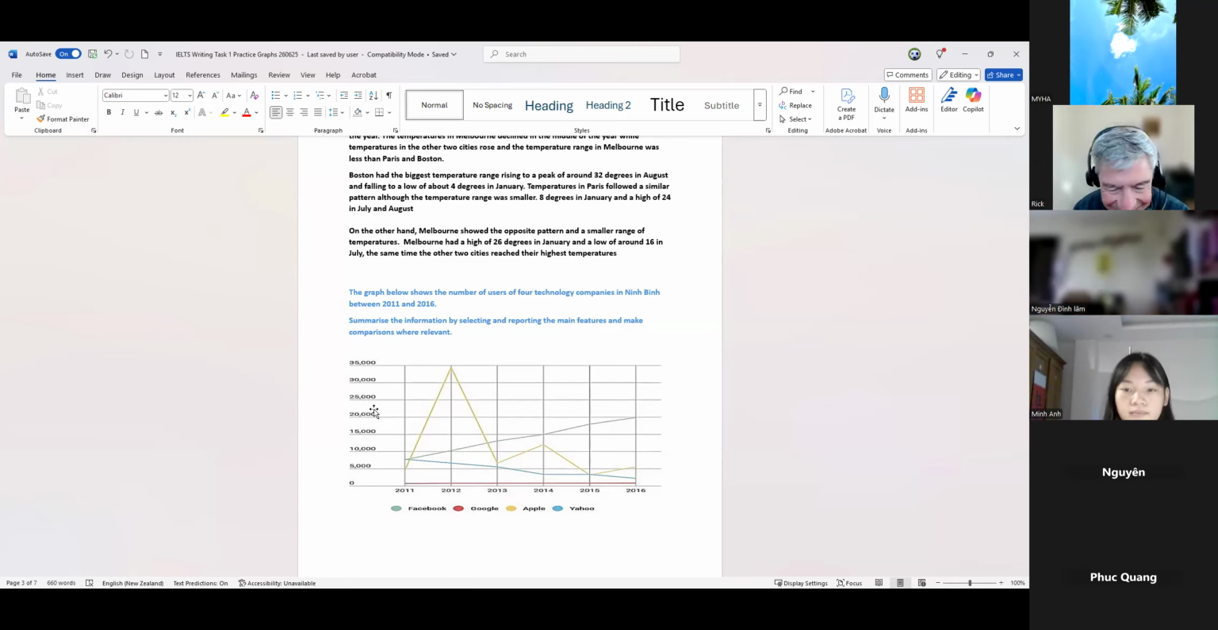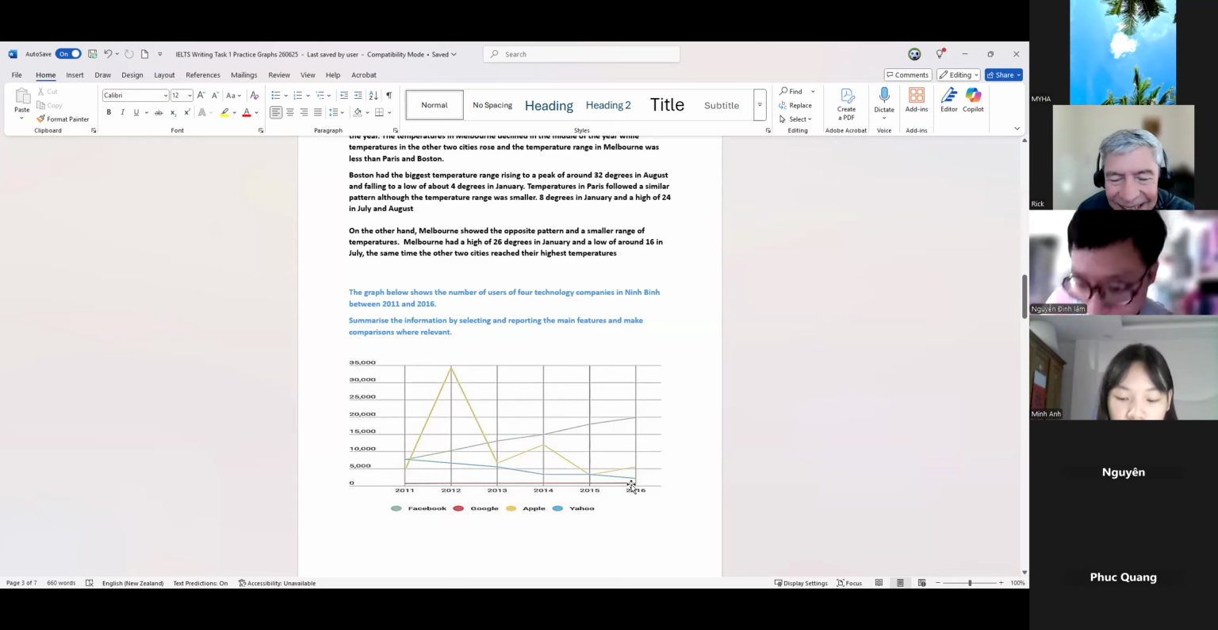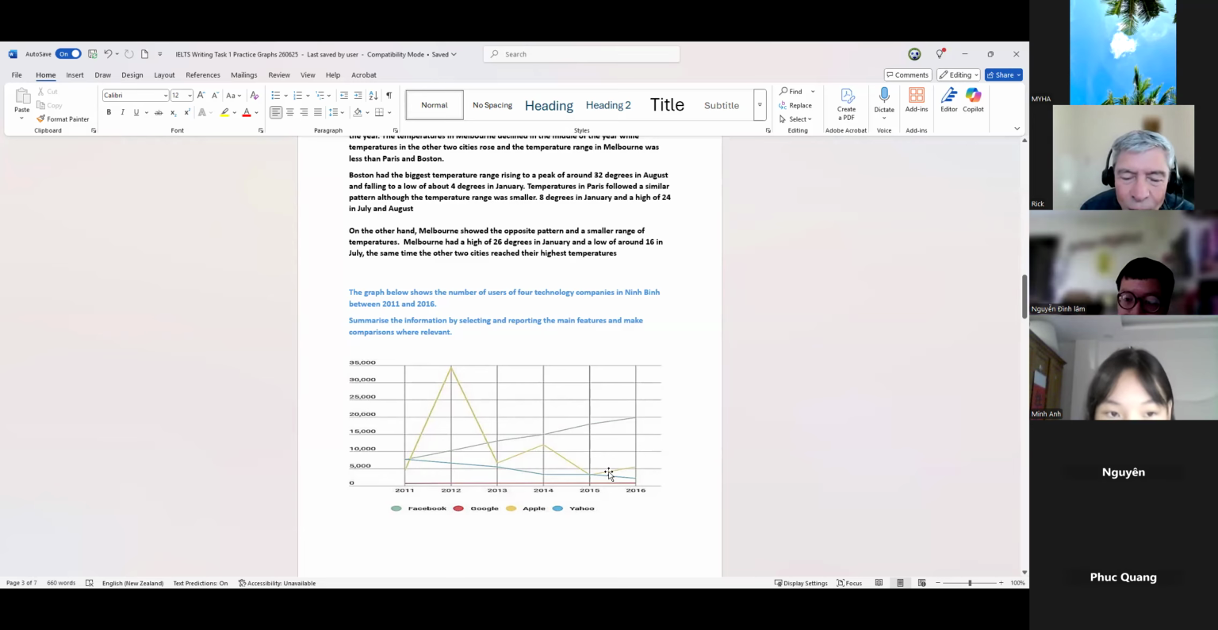Decreased. Okay, that is the verb. What is an adverb to describe the speed of change? Can you think of an adverb? Gradually. Yes, very good. Decreased gradually. Very good. Decreased gradually or decreased steadily.